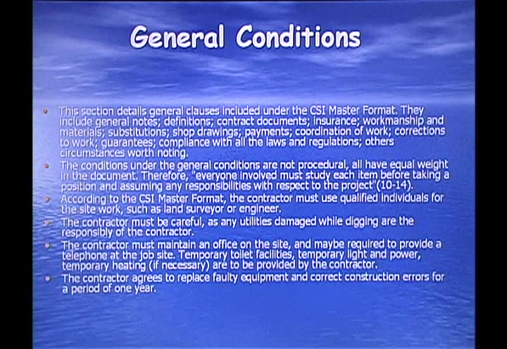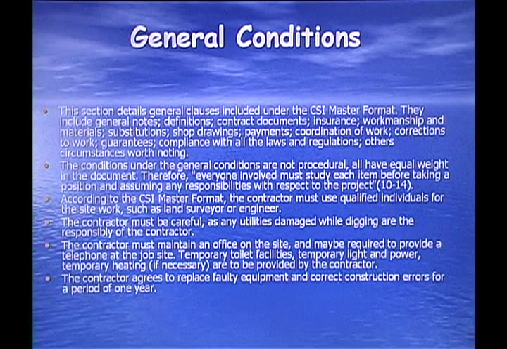General conditions. This section details general clauses included in the CSI master format. They include general notes, definitions, contract documents, insurance, workmanship and materials, substitutions, shop drawings, payments, coordination of work, corrections to work, guarantees, compliance with all the laws and regulations, and other circumstances worth noting. The conditions under the general conditions are not procedural. All have equal weight in the document. Therefore, everyone involved must study each item before taking a position and assuming any responsibilities with respect to the project.